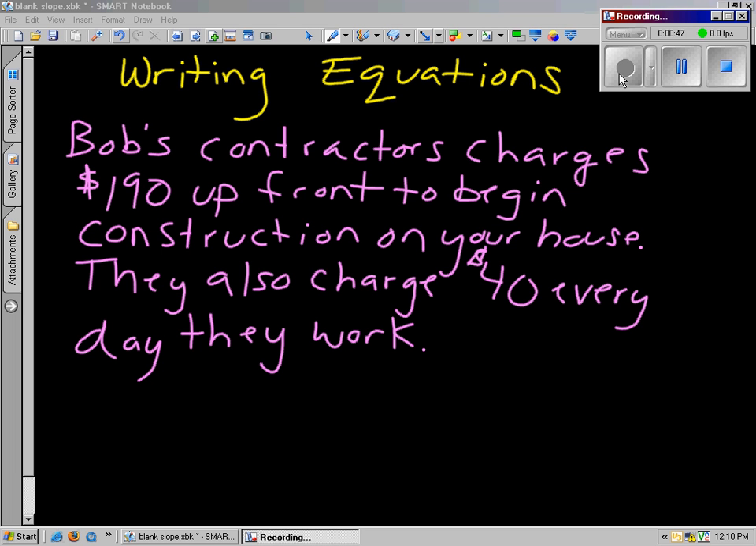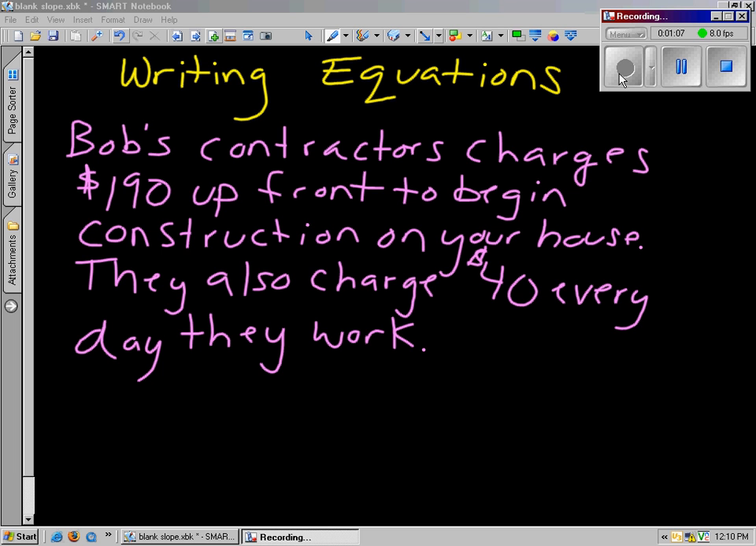So I'm going to look at this problem. Bob's Contractors charges $190 up front to begin construction on your house. They also charge $40 every day they work. And if I want to write an equation that describes Bob's Contractors, so then I could figure out, on day 23, how much money do I owe them? Here's how we're going to do it.